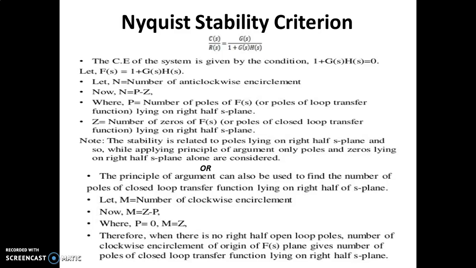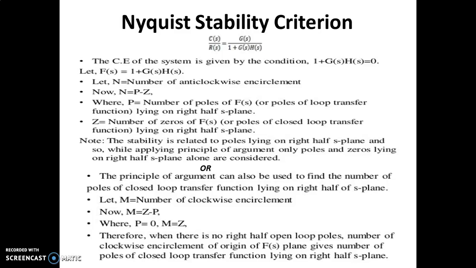Assume that n is the number of anti-clockwise encirclements. Mathematically, n is equal to p minus z, where p is the number of poles of f of s, or poles of the loop transfer function, lying in the right half of the s plane, and z is the number of zeros of f of s. The stability is related to the poles lying in the right half of the s plane, so while applying the principle of argument, only poles and zeros lying in the right half of the s plane are considered.